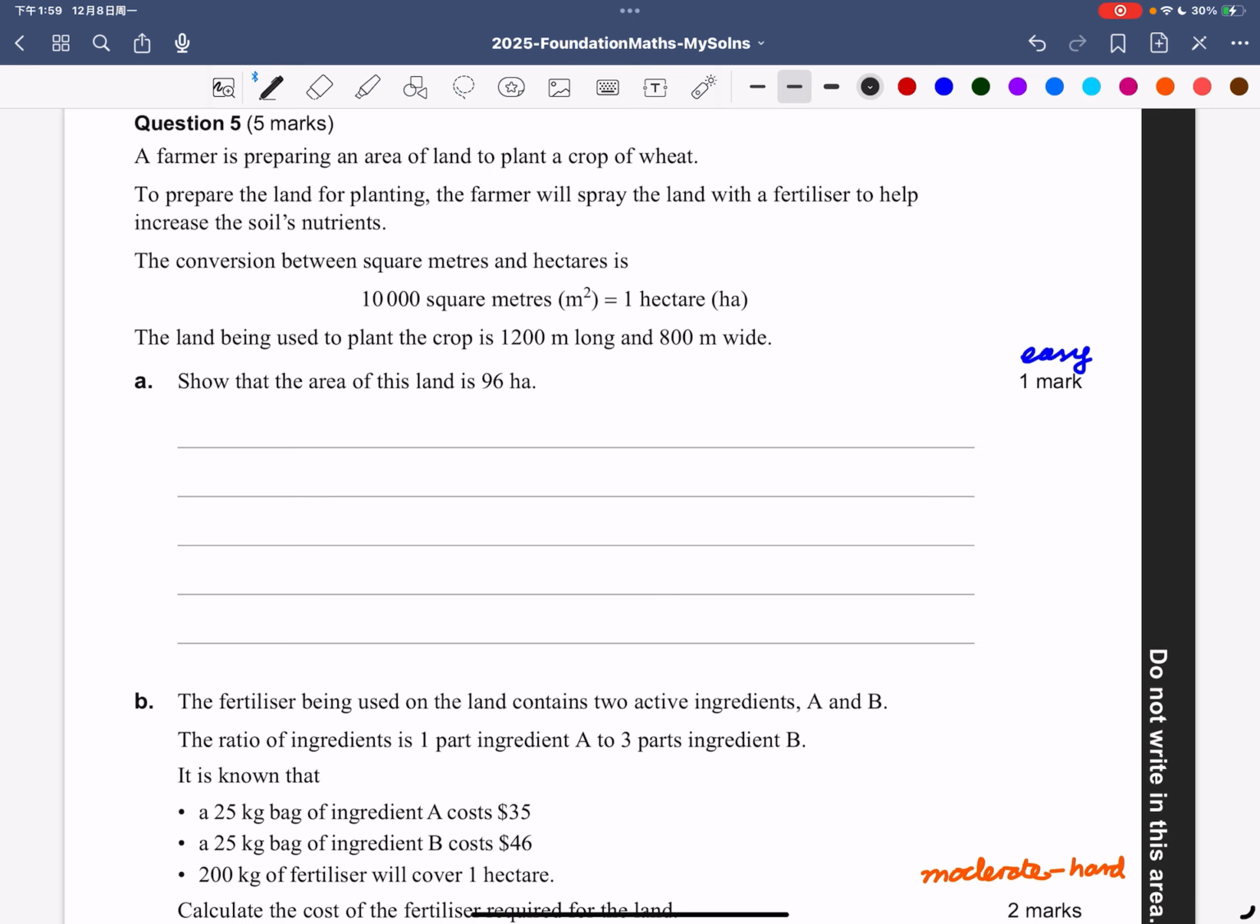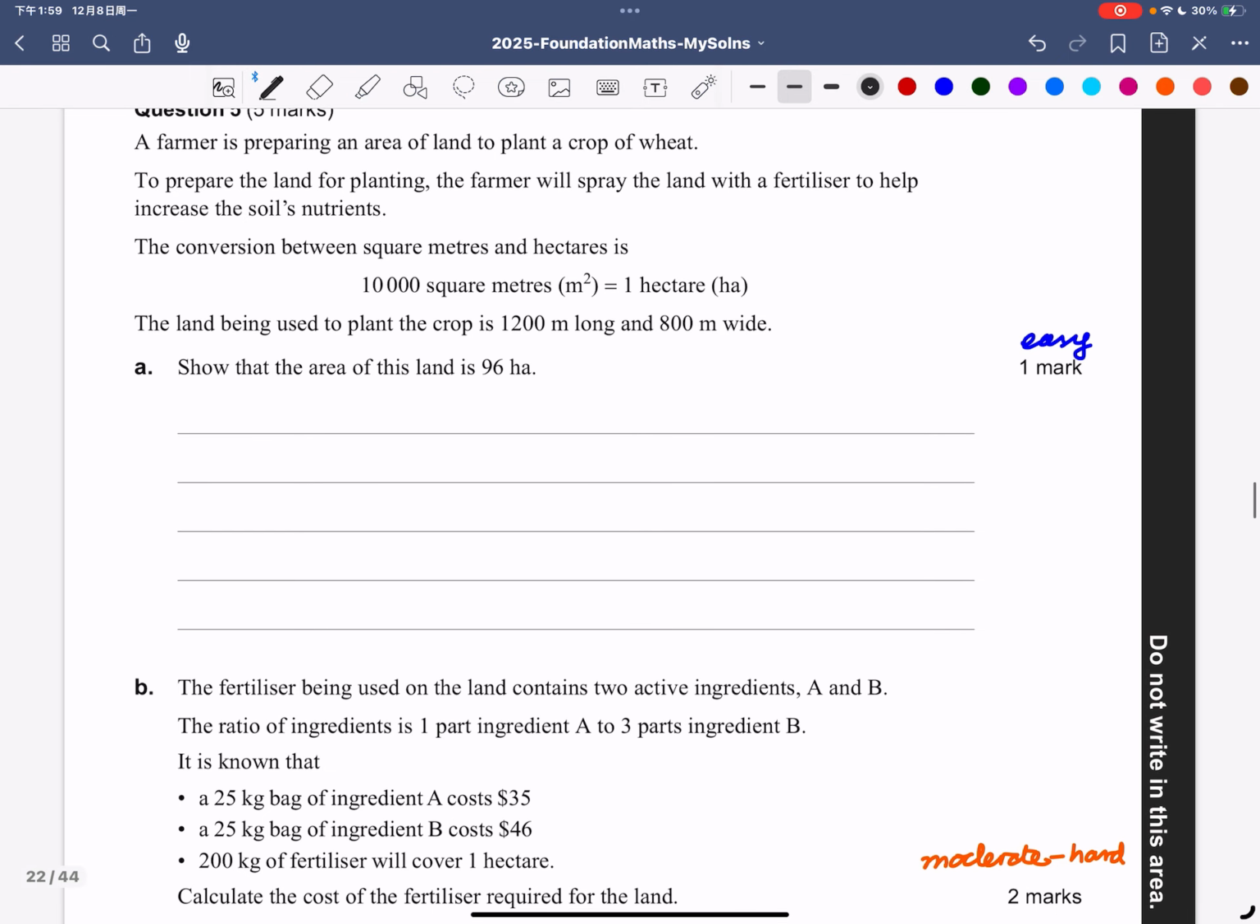Okay, a farmer is preparing an area of land to plant a crop of wheat. To prepare the land for planting, the farmer will spray the land with fertilizer to help increase the soil's nutrients. The conversion between square meters and hectares is 10,000 square meters equal to 1 hectare. The land being used to plant the crop is 1,200 meters long and 800 meters wide. Show that the area of the land is 96 hectares.